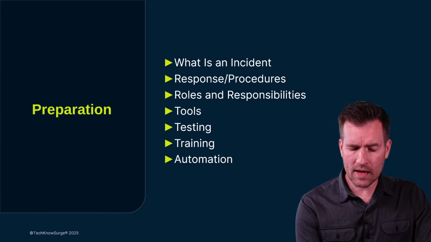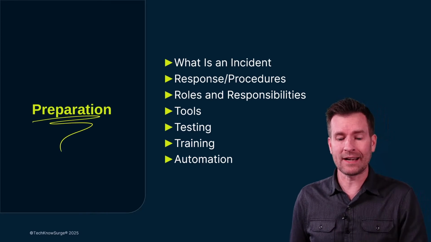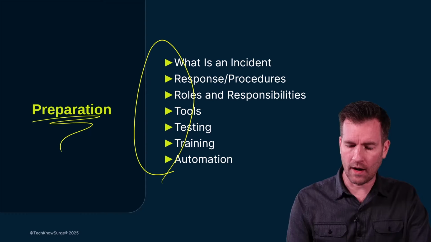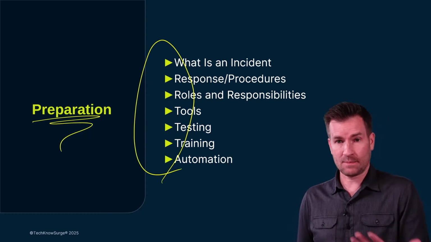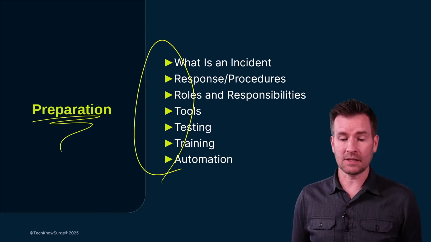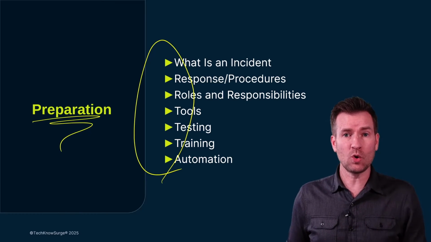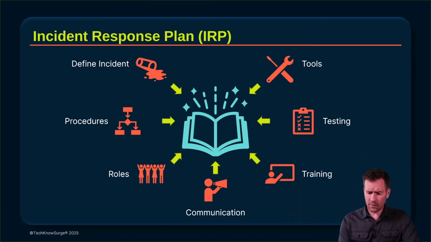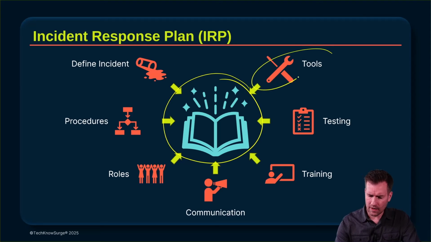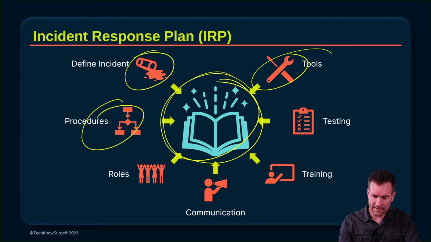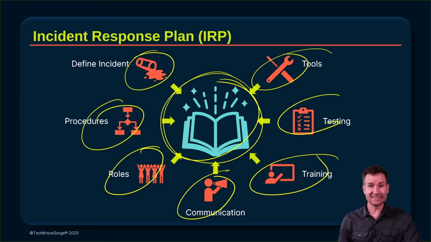There are a lot of things that we may want to do so we can prepare for an incident. We would outline things like what is an incident, what is our process, our responses and procedures to it, our roles and responsibilities, tools, testing, training, and automation. Well, these are the type of things that go into an incident response plan. So our incident response plan is just all of these components that are all rolled into this one document. So that way, when there is an incident, we pull out this document, this plan, and then we start referencing the plan to help fulfill or fix whatever incident that we have and be able to overcome it.